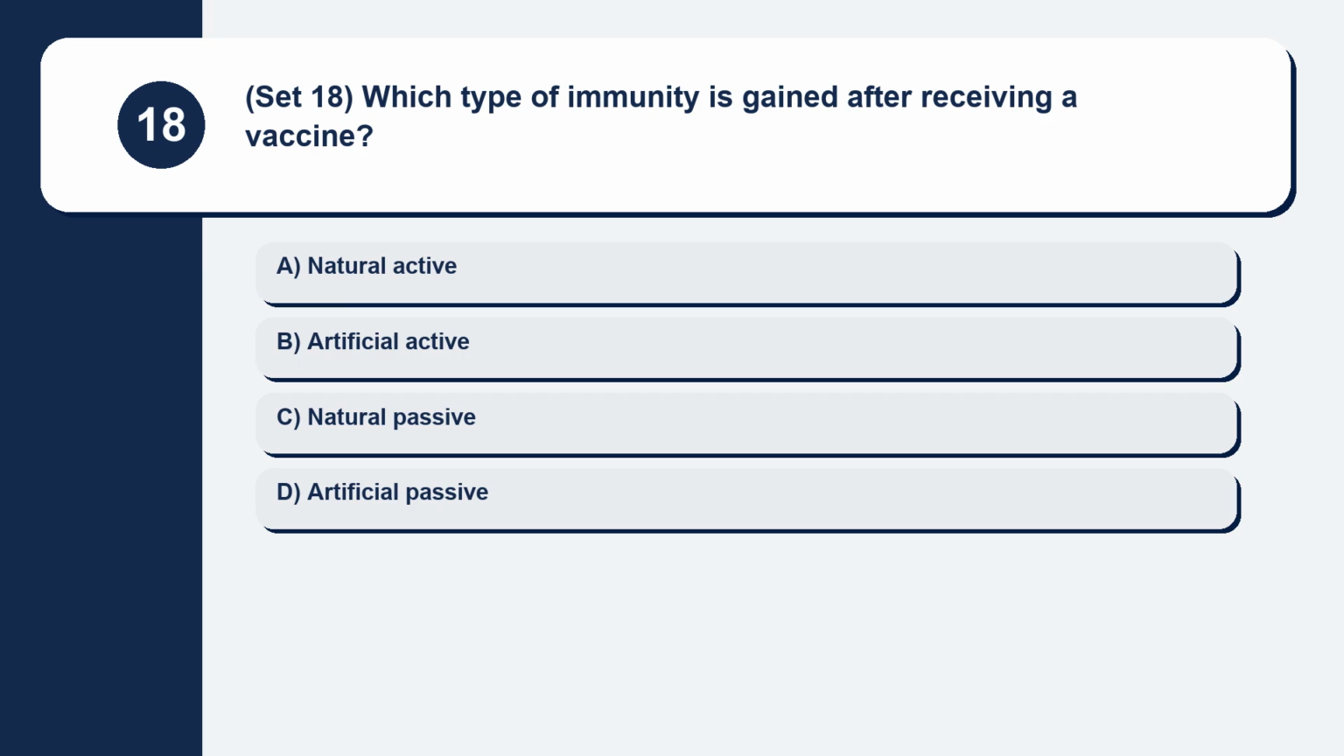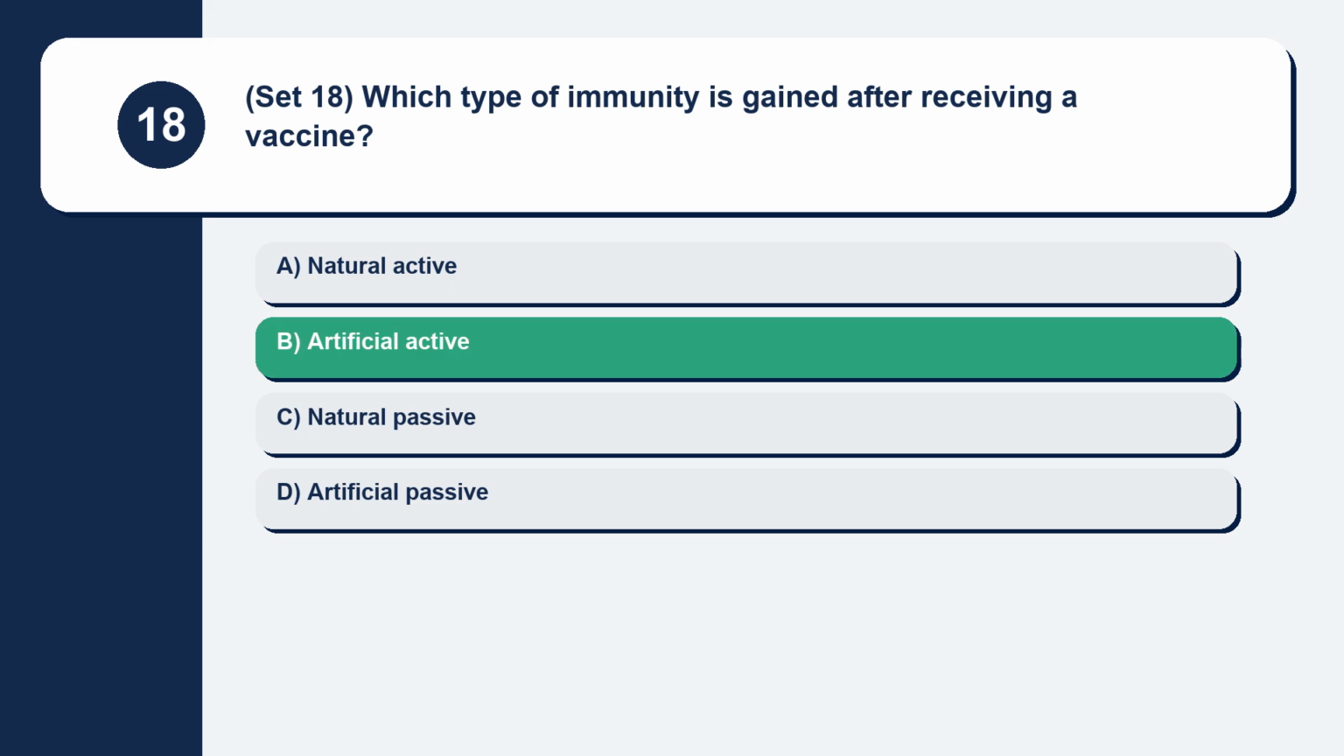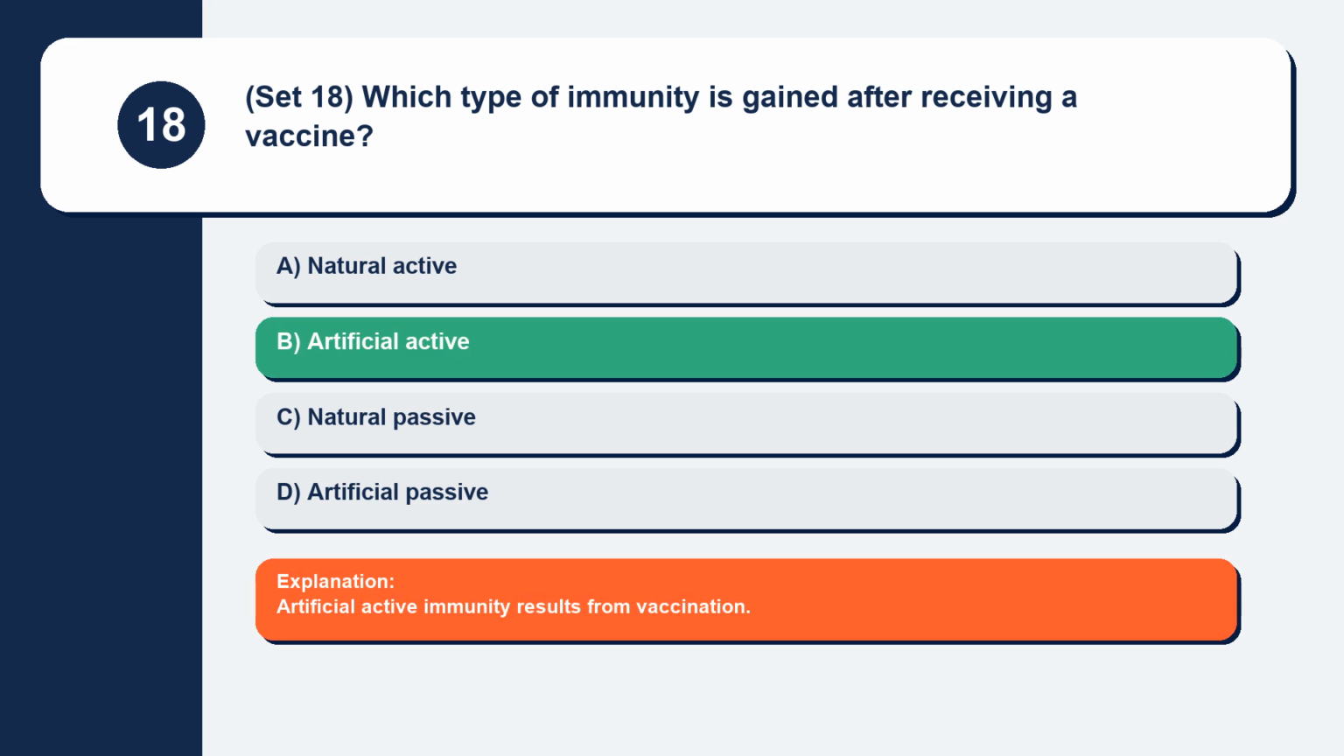Question 18. Set 18. Which type of immunity is gained after receiving a vaccine? Natural active, artificial active, natural passive, artificial passive. Artificial active immunity results from vaccination.